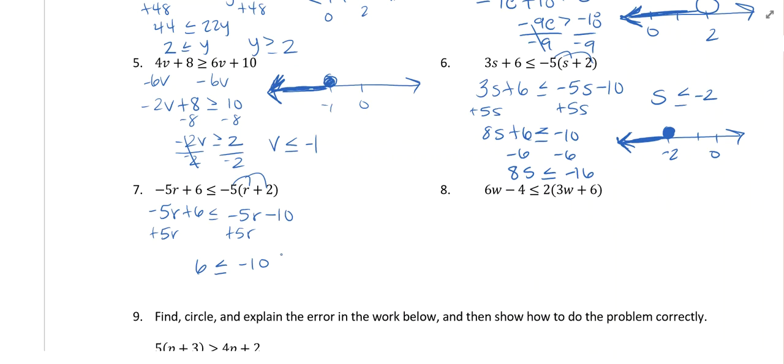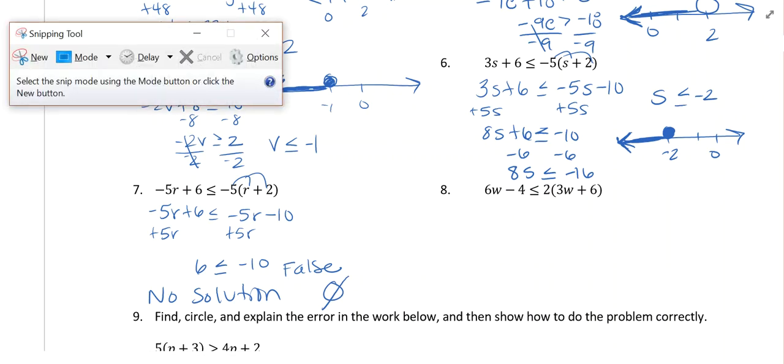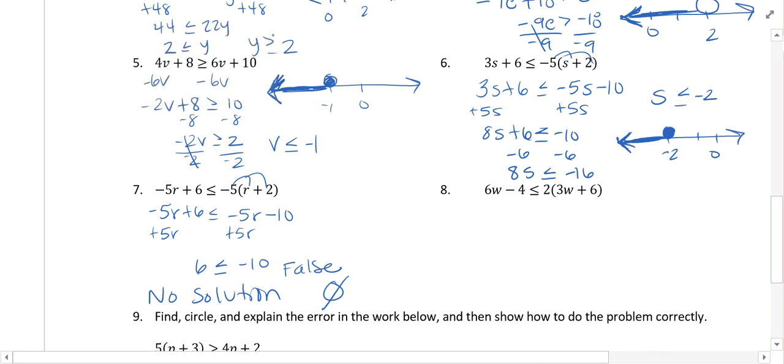What do you guys think? No, that's false. 6 is greater. So this is no solution. You can also write it as the empty set, like 0 with the line through it. But if you were graphing your number line, it would just be nothing. There's no solution, so there's nothing on the number line.